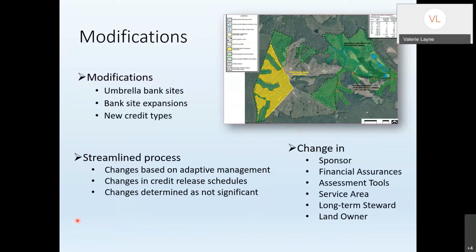Amendments and modifications to bank instruments are actually pretty common. You might think that a newly approved bank instrument is perfect, but at some point it's likely that there will be a need to change something. And there is a process for this, and it can take a significant amount of time and negotiation.